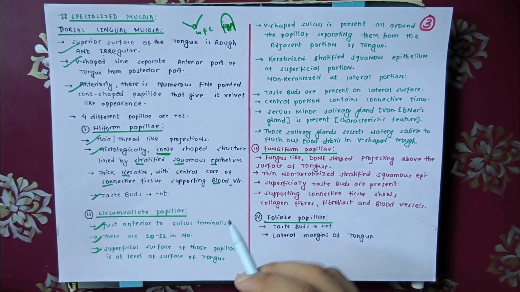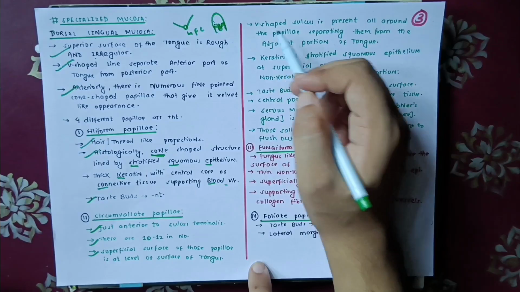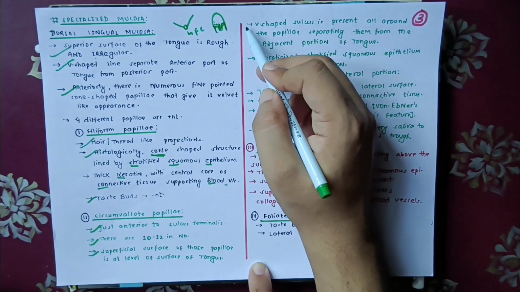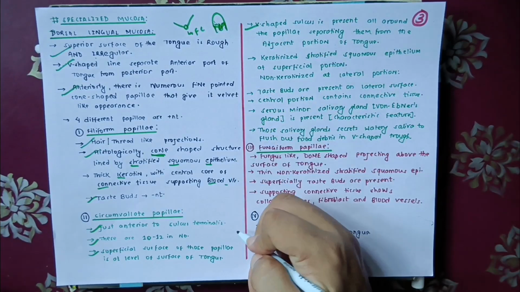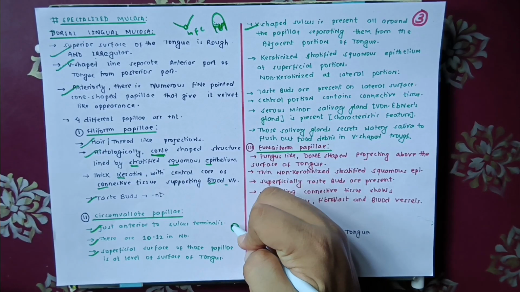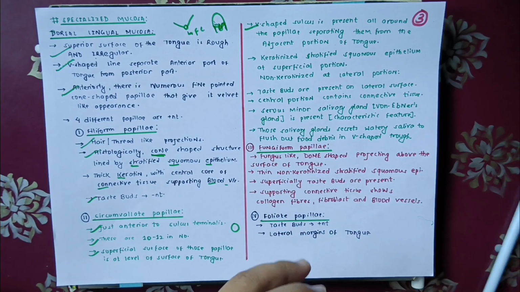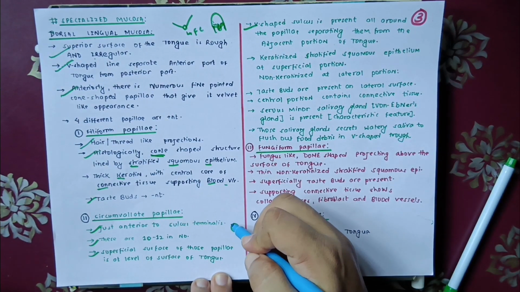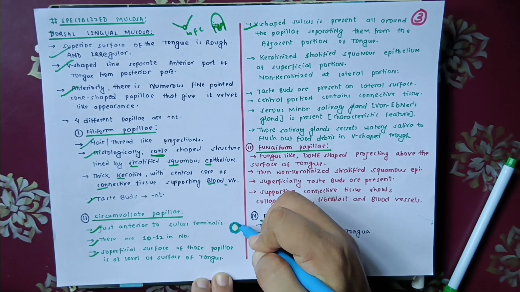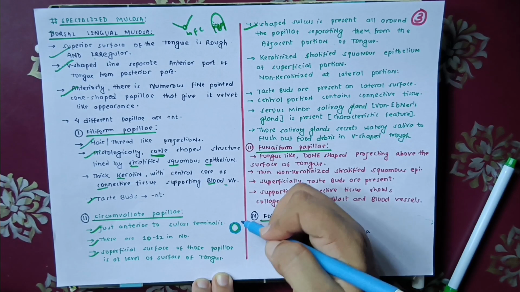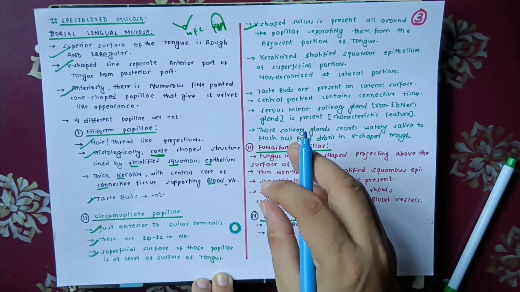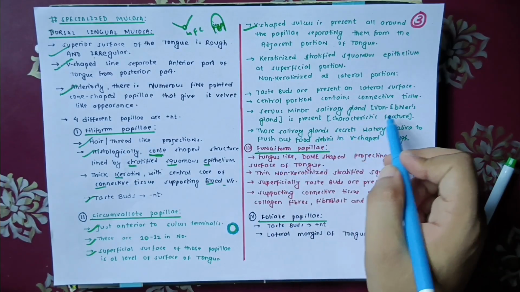Next, a V-shaped sulcus is present all around the papillae, separating them from the adjacent portion of the tongue. I will show one picture here. This is a schematic picture of a circumvallate papilla, and around it you can see the V type of sulcus. Just remember there is a sulcus adjacent to the circumvallate papillae. In this sulcus there is a secretion of the content of the salivary gland, that is von Ebner's gland. I will be discussing that.